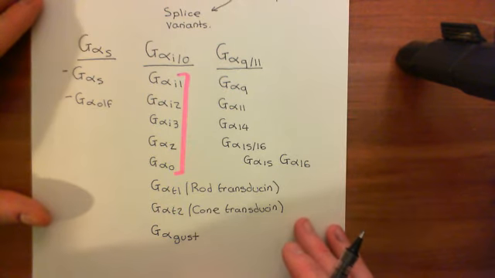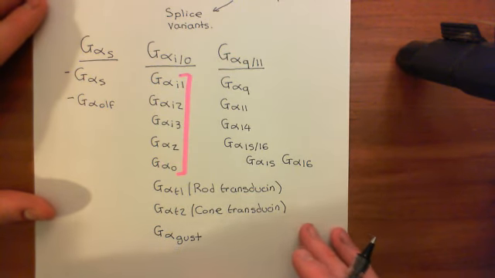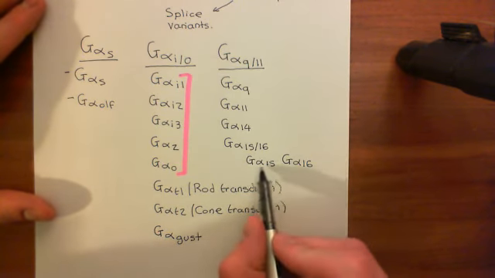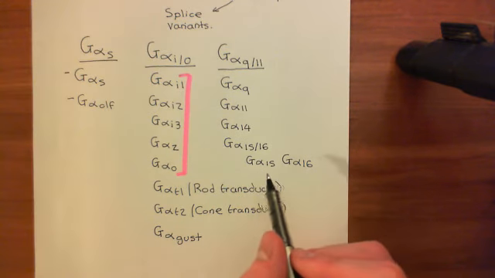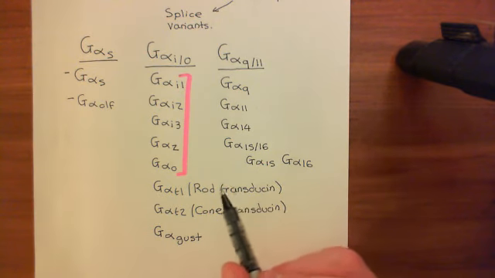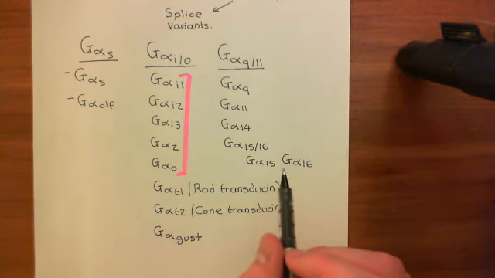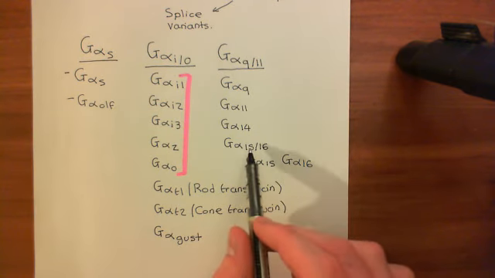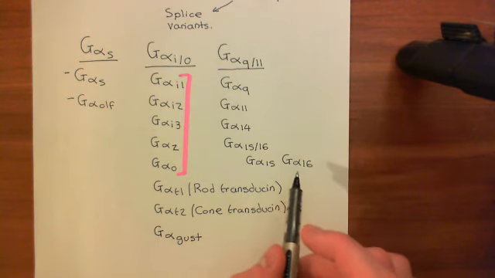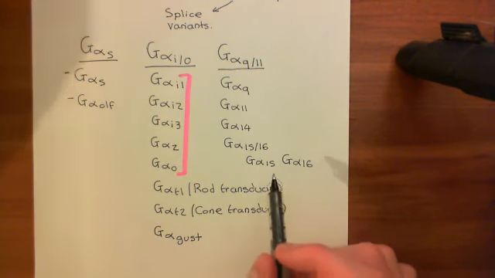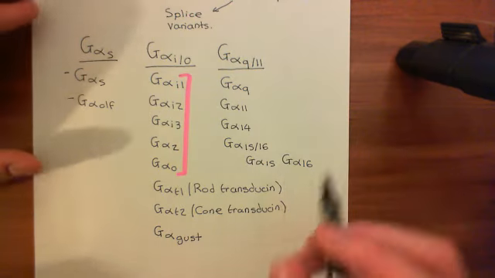Now it hasn't caught on as well as people would have hoped, so you will often hear people referring to G alpha 15 if they're working in mice, and also G alpha 16 if they're talking about humans. So sometimes you will hear G alpha 15/16 called G alpha 16, especially when you're working with humans.